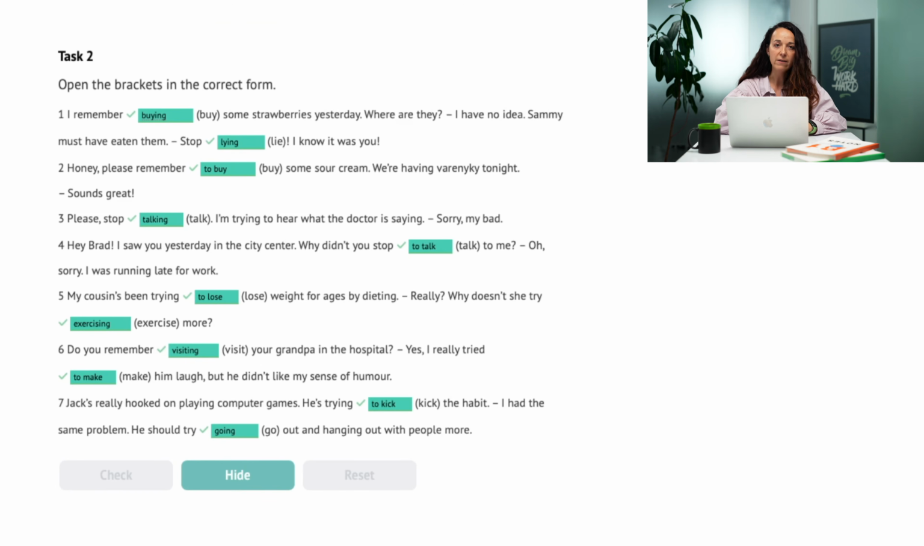What about number 5? Over here, try is used twice. In the first case, we talk about something hard, which requires lots of efforts. The phrase for ages helps us understand that. So try to lose. In the second case, it's just a suggestion, an experiment. So try exercising here. And we'll check out our final task for today, task 3.